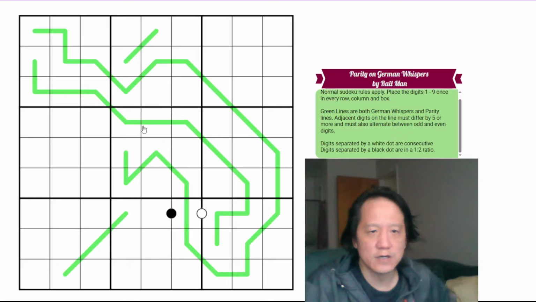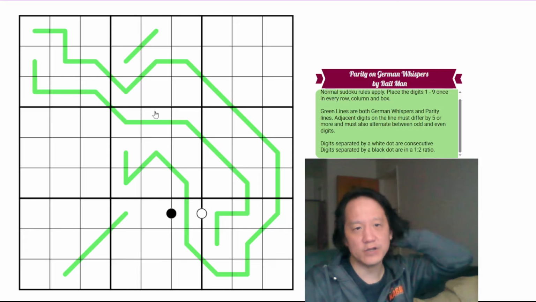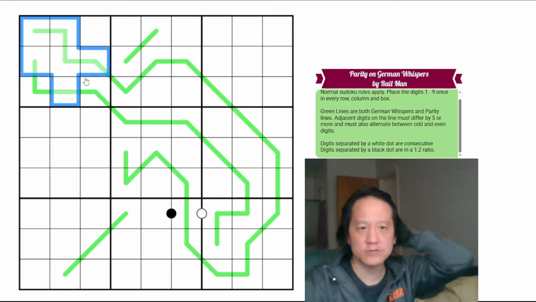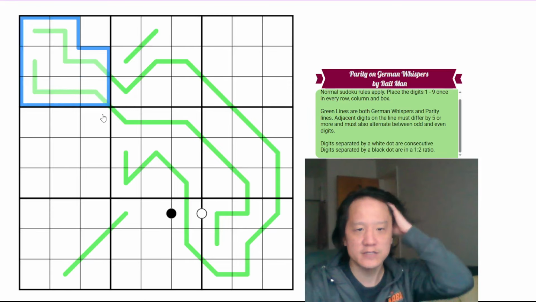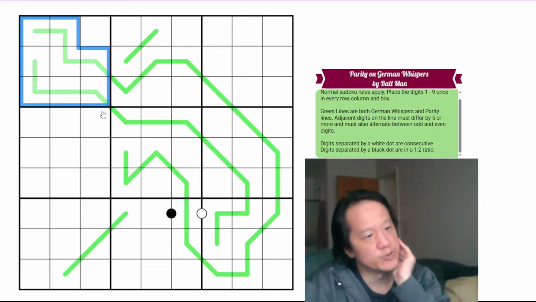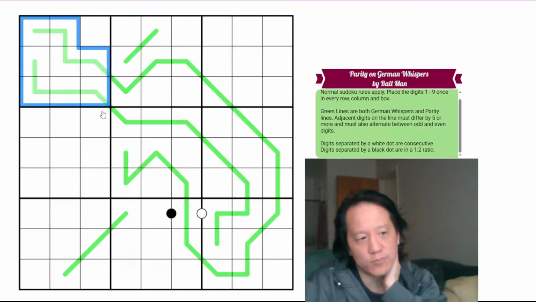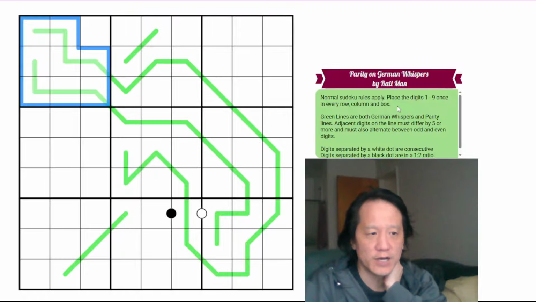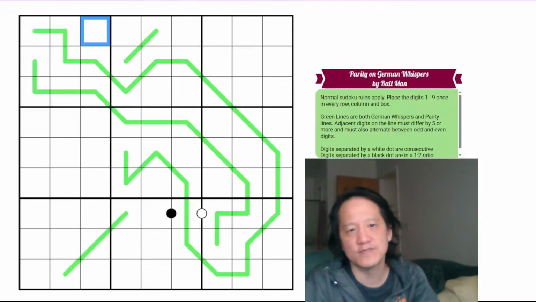Let's go. Okay, one thing we know about German whisper lines, or as I like to call them, whisper 5 lines, is 5 can never be on a German whisper line, because if you subtract 5 or more from 5, you get 0 or less, which is not a normal Sudoku digit. And if you add 5 or more to 5, you get 10 or more, which is not a digit. So none of these digits in box 1 can be 5, so 5 has to be here.